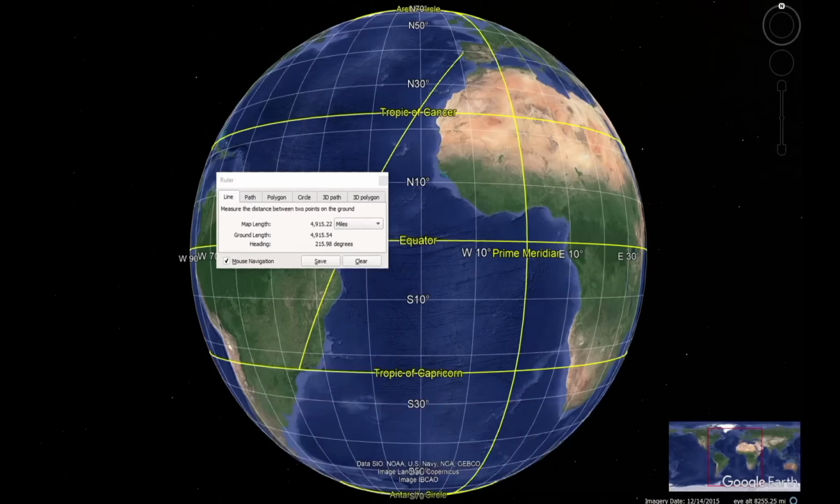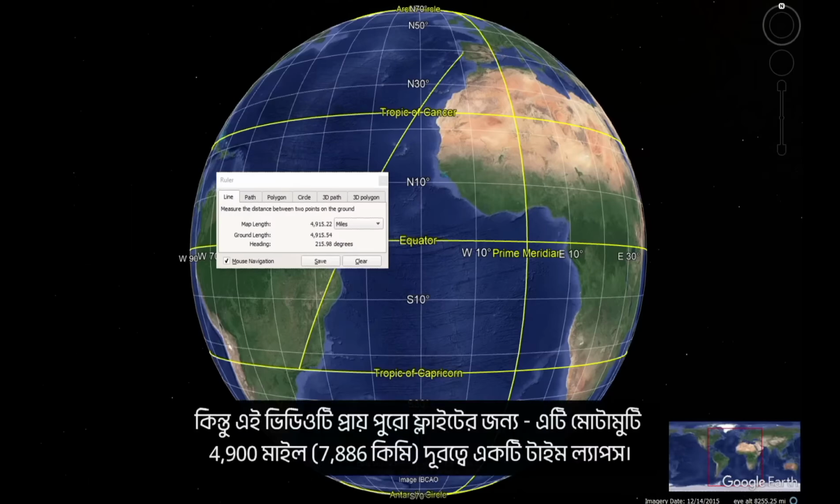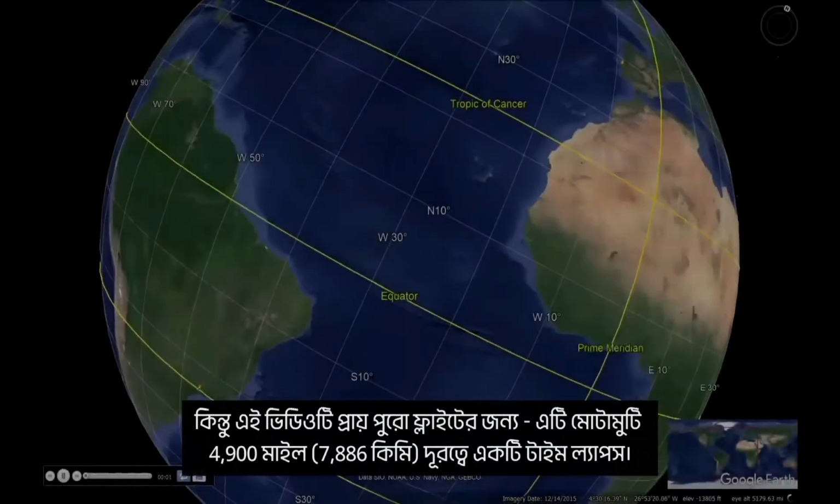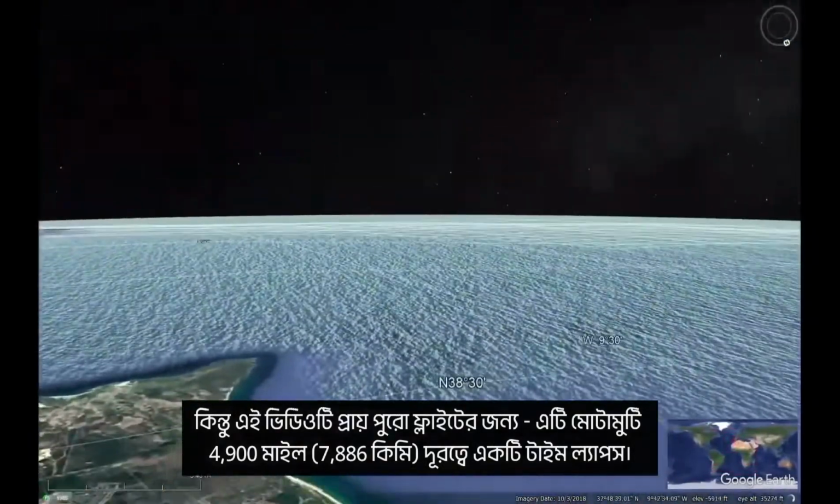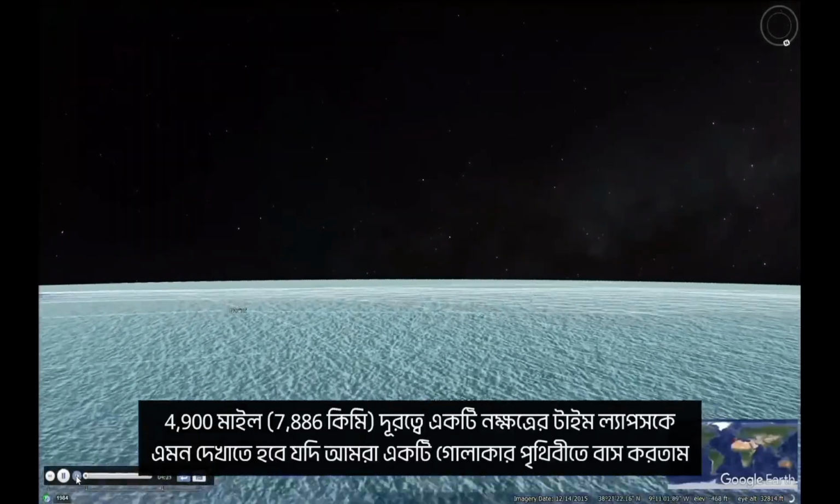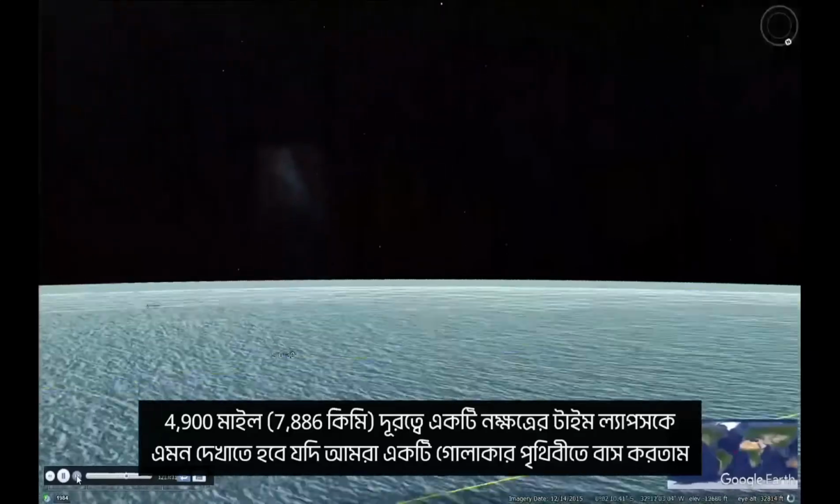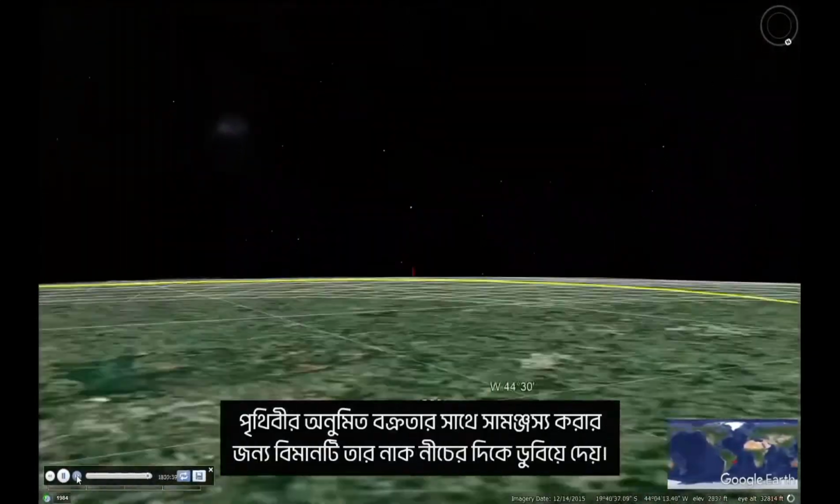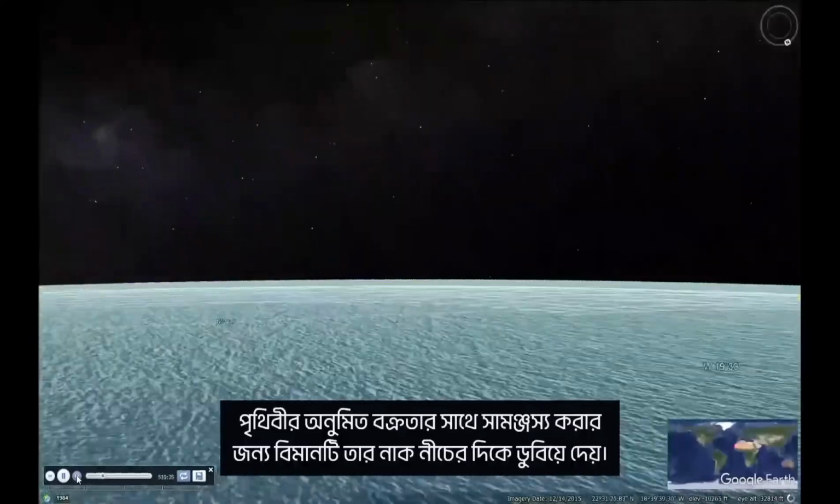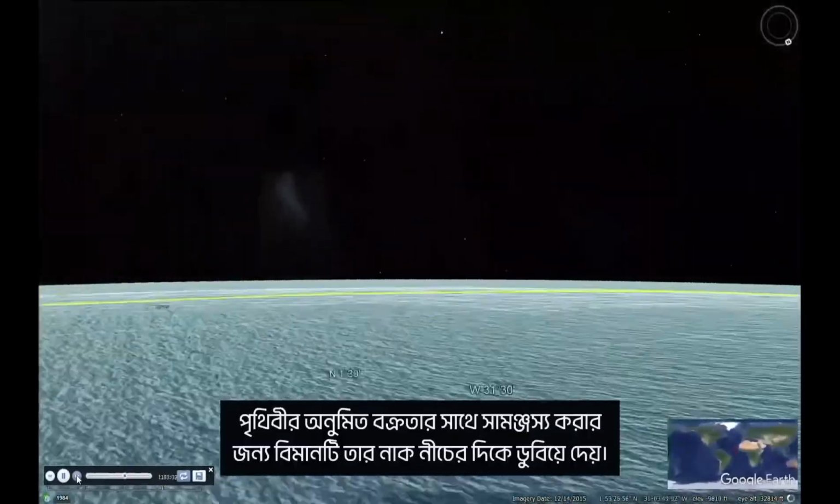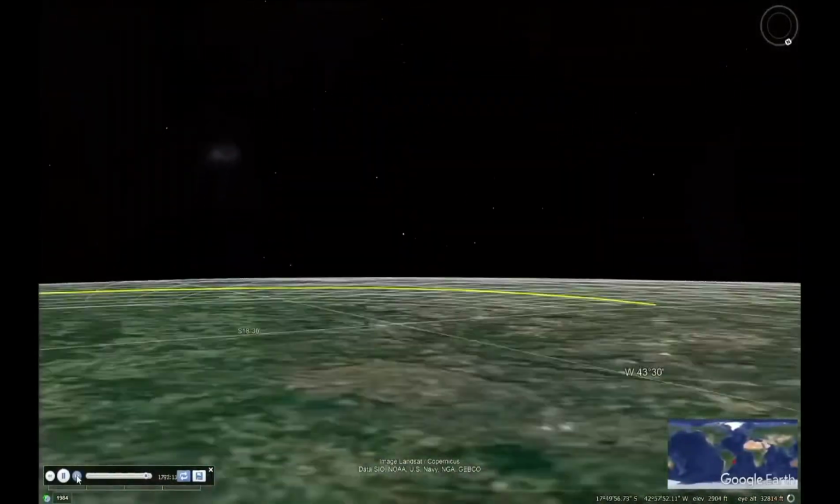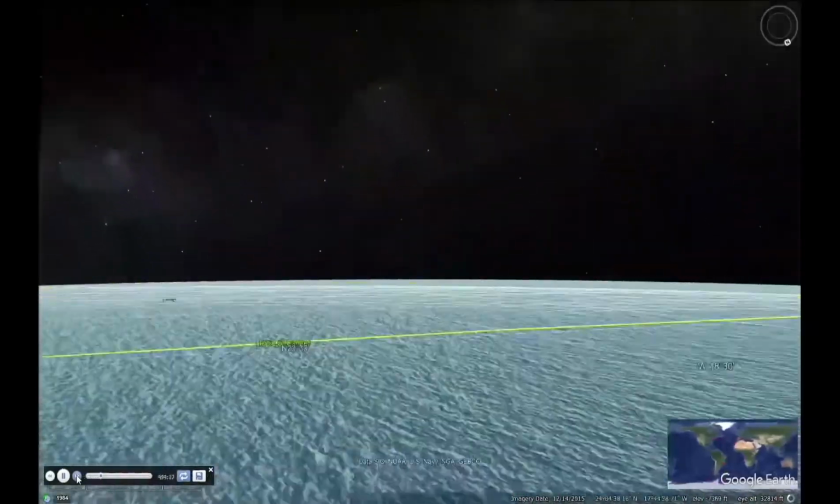That's almost the exact same direction as one I shared before from Zurich to Sao Paulo. But this video is almost for the entire flight. It's a time lapse at a distance of roughly 4,900 miles. This is what a star's time lapse at a distance of 4,900 miles should have looked like if we lived on a globe, as the airplane dips its nose downward to adjust for the supposed curvature of the Earth. It's still shocking to me how obvious this is.